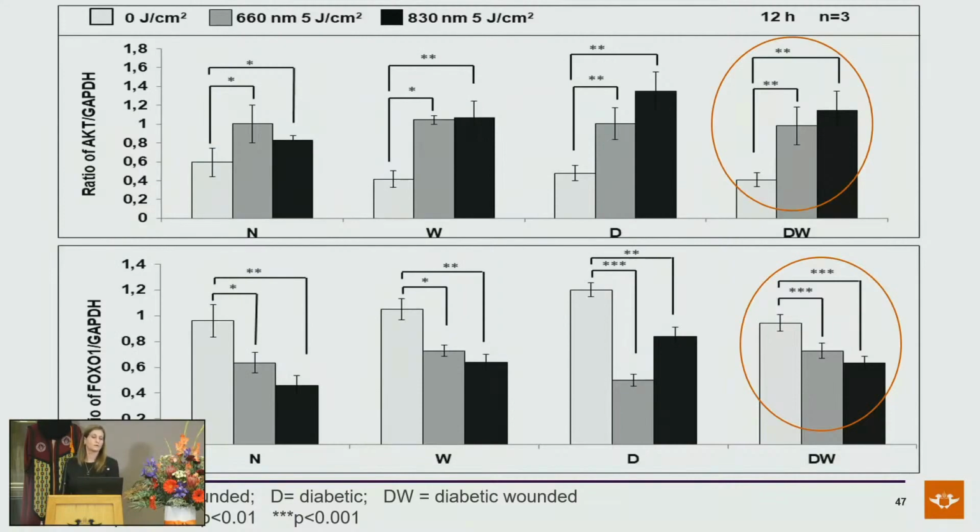Irradiation of the cell models, including diabetic wounded cells, at both 660 and 830 nanometers resulted in significantly increased AKT levels, as indicated in the top graph. And there were decreased FOXO levels, as indicated in the graphs at the bottom. Control cells are represented by the white bar. Cells irradiated at 660 nanometers are shown by the dark grey bar, and cells irradiated with 830 nanometers are shown with the black bar.